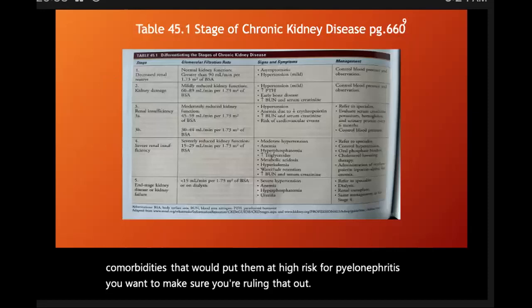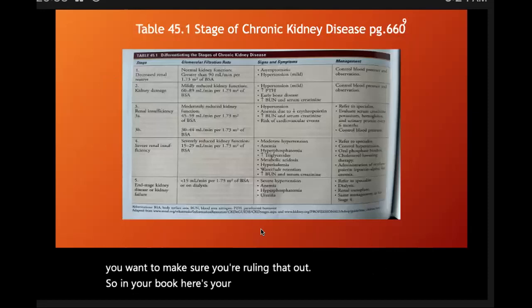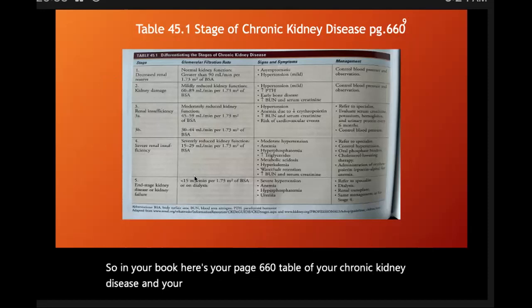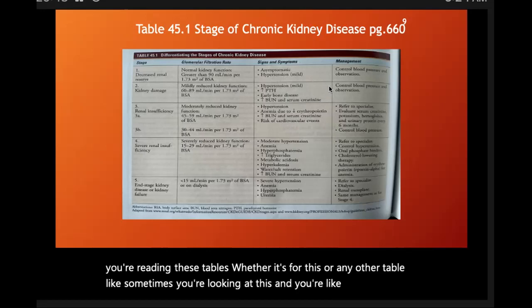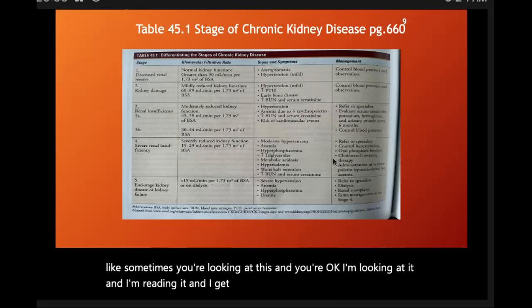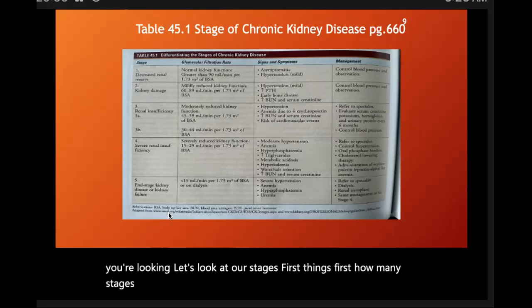Okay, so in your book, here's your page 660 table of chronic kidney disease and your stages. And so you look at those numbers. When you're reading these tables, whether it's for this or any other table, sometimes you're looking at it and you're like, okay, I'm reading it and I get it, but how do I remember all of this? So let's look at our stages. First things first, how many stages do we have? We go from 1 to 5, okay?